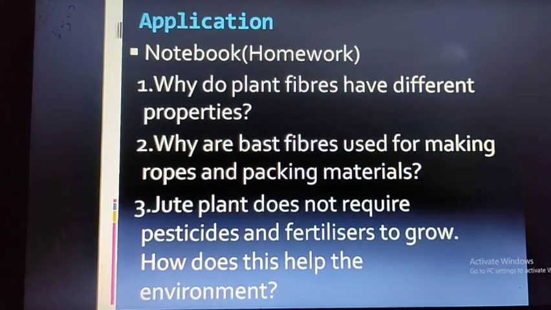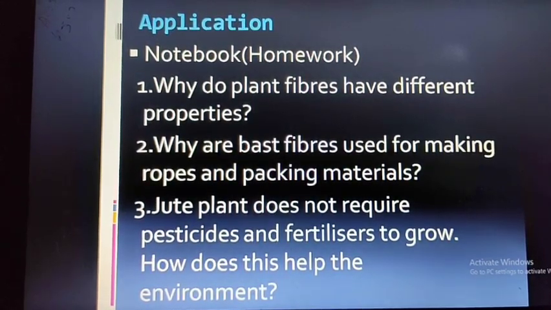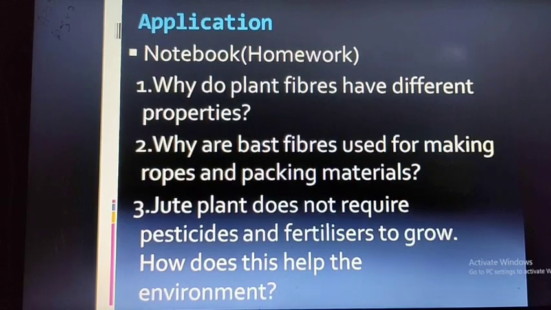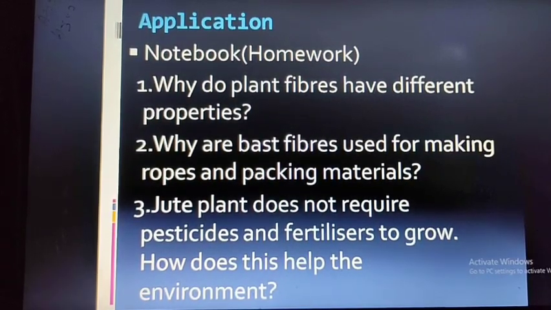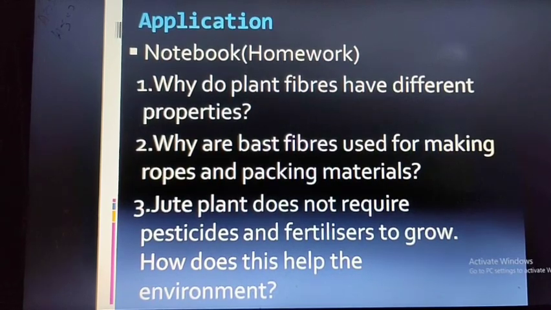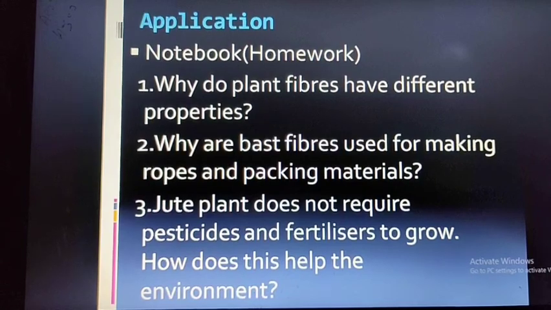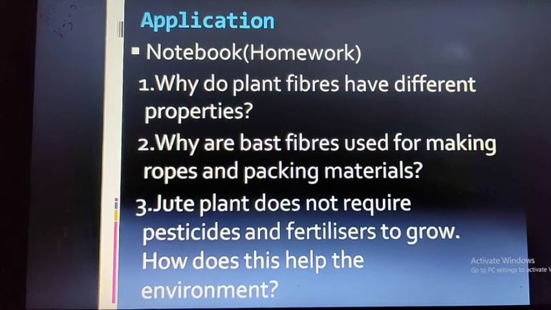Jute plant does not require pesticides and fertilizers to grow. How does this help the environment? See, if we are not using pesticides and fertilizers for the growth of jute plant, so definitely this technique will be eco-friendly, because pesticides and fertilizers are chemicals and they will produce some side effects.